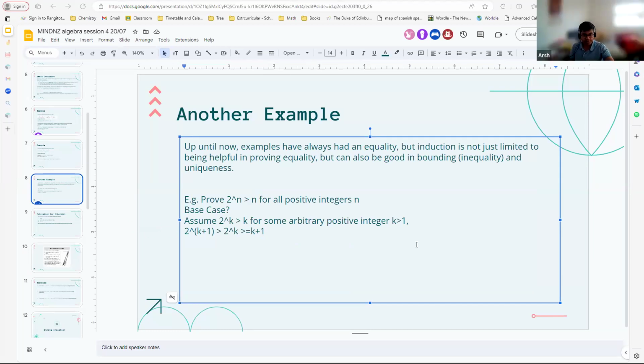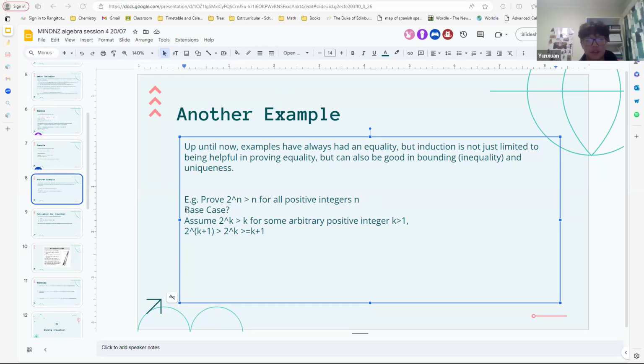Up until now, both the examples that Alan showed had an equality, but induction is not just limited to being helpful in proving equalities. You can also use induction for bounding or using inequalities. So, for example, here's an example: prove 2 to the power of n is greater than n for all positive integers n. First of all, I'll let Alan go through the example, and I'll give you a few seconds to just think about this.